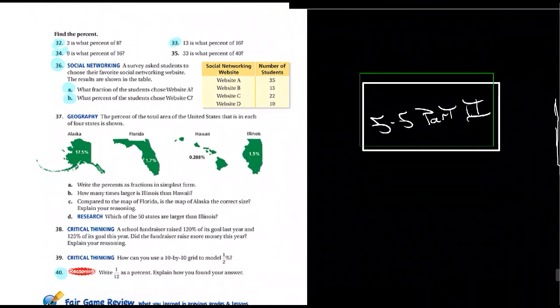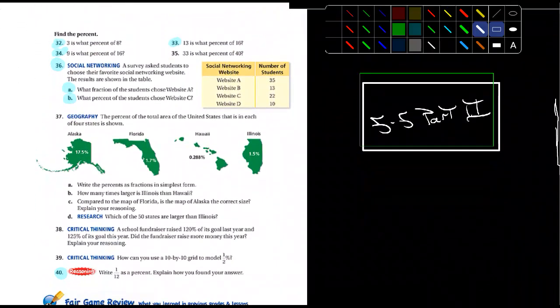Well, let's just look at one of these here. How about number 33? It says 13 is what percent of 16? I mean, you would do it the same way you would do 32. 3% is what percent of 8? So it's going to be 13.